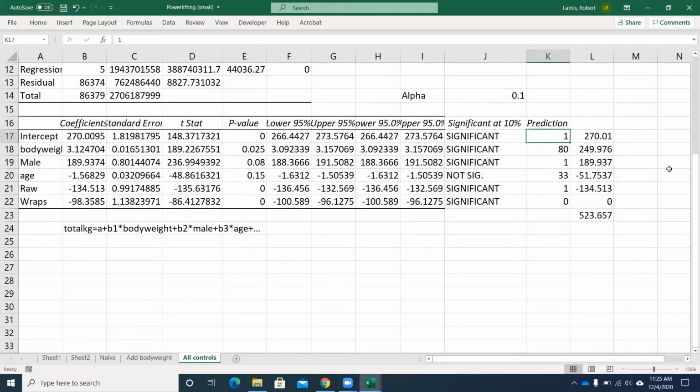And then, it's really just like, okay, let's say the person is 90 kilograms, they aren't male, they're 24, they didn't lift in the raw division, but lifted in the wrap division. We get their prediction as well. And we have it all set up to do that pretty quickly.